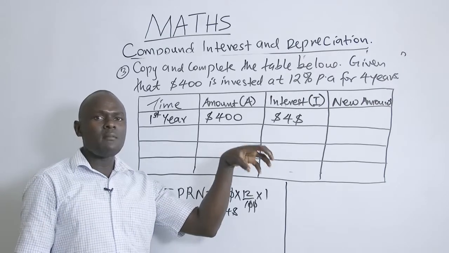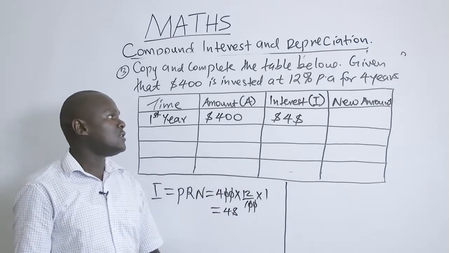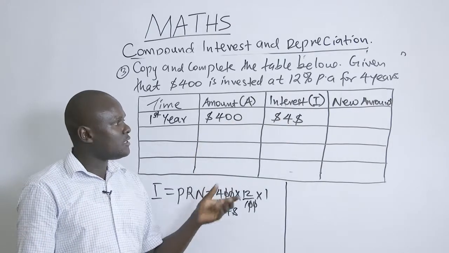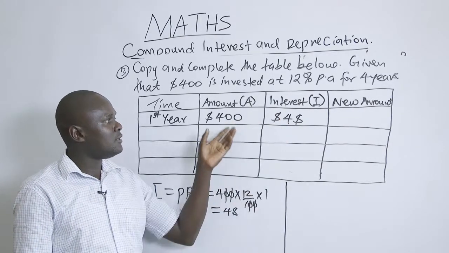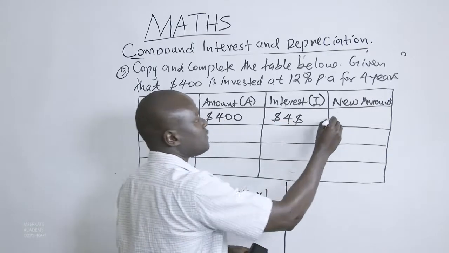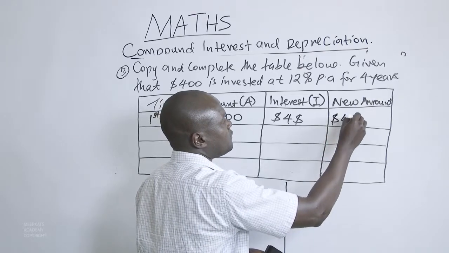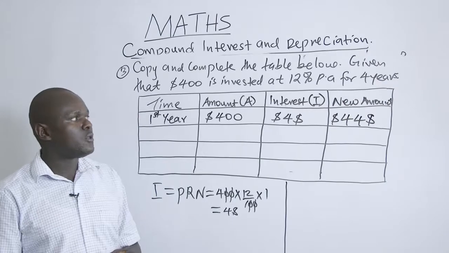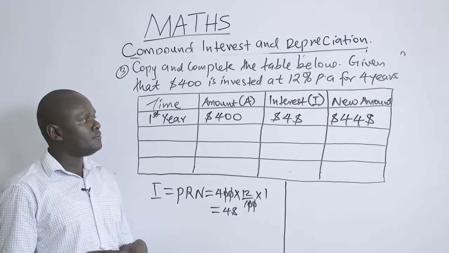What will be the new amount in the account at the end of the first year? It will be the sum of this and this. And your guess is as good as mine. 400 plus $48 will give us $448. That is the new amount that we will have in the account.